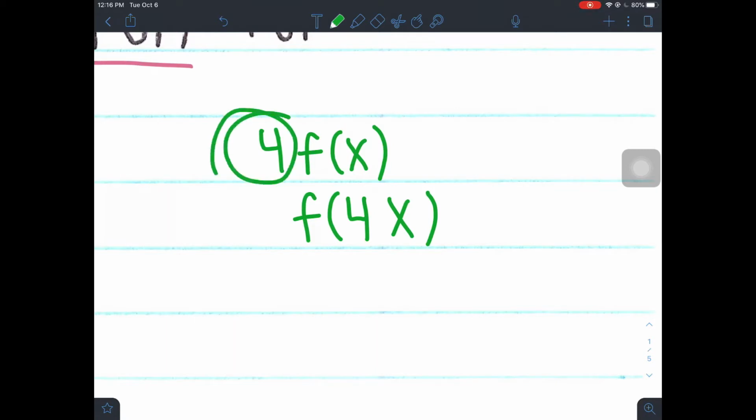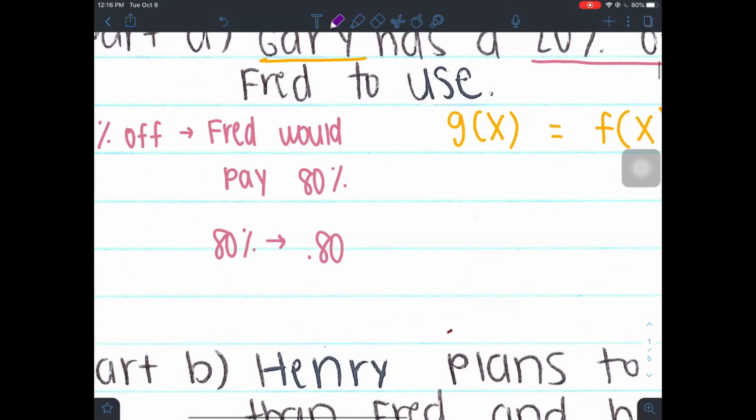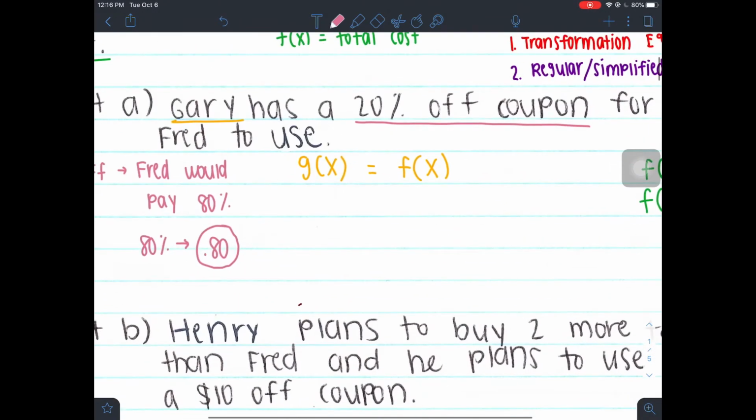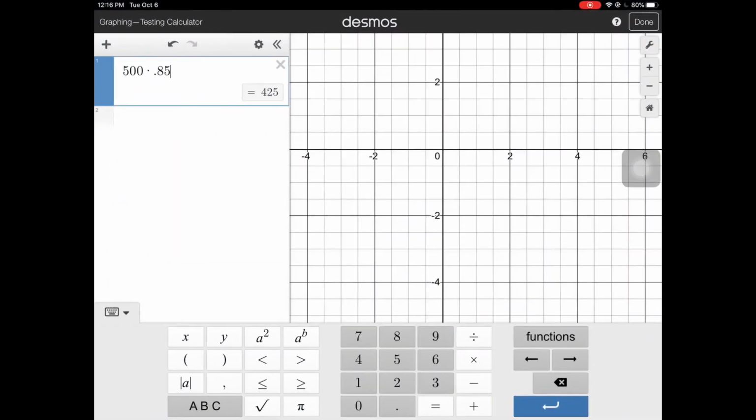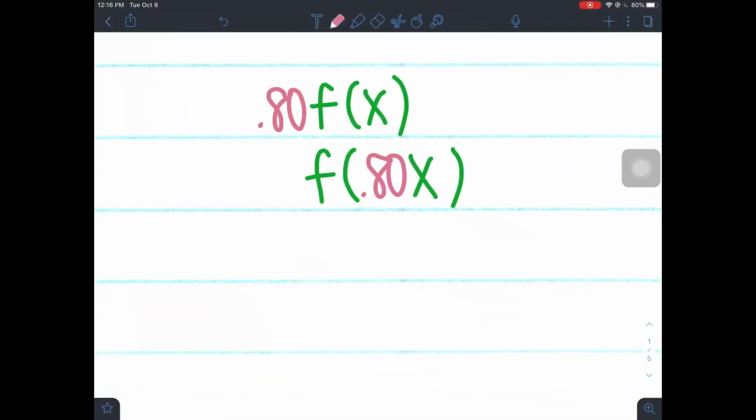Now, what does this do? Well, the 4, if it's on the outside, is going to multiply to everything. If the 4 is on the inside, it's only going to multiply to your slope. But in this case, what are we using? Well, we're saying that we have a 20% off coupon, so you'd end up paying 80%, which is 0.80. That means I'm either going to have to multiply 0.80 to the outside or 0.80 to the inside, because remember, I showed you that when we do this, we're multiplying to our price.